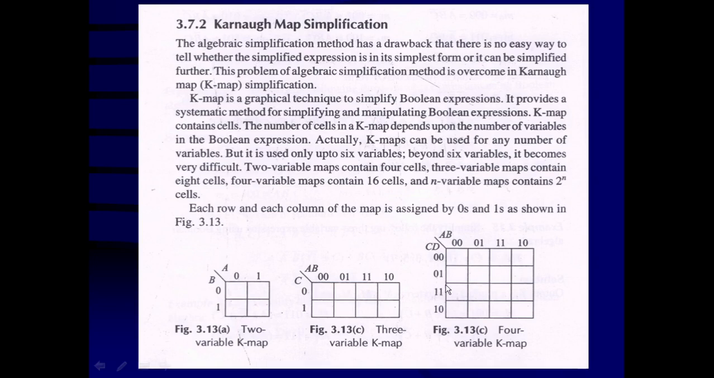Similarly, if there is a 4 variable Carnot map, 2 variables are taken in the horizontal direction and 2 variables, C D, are taken in the vertical direction.